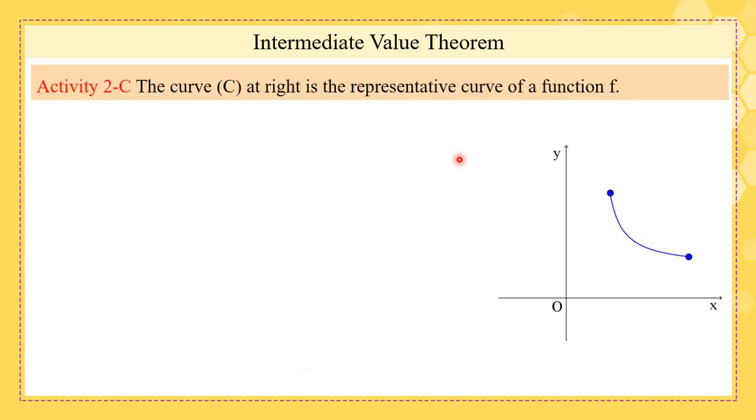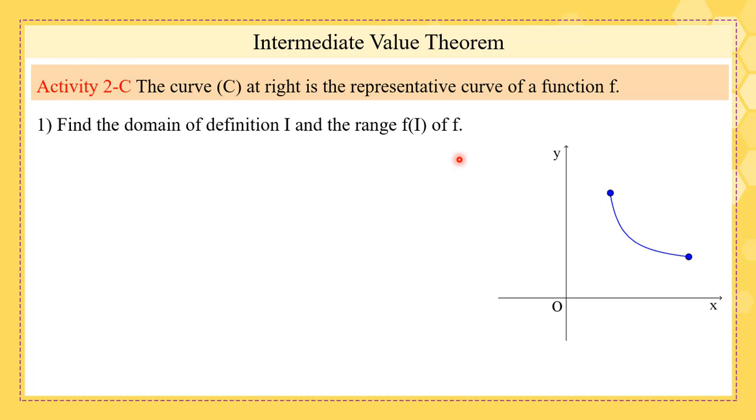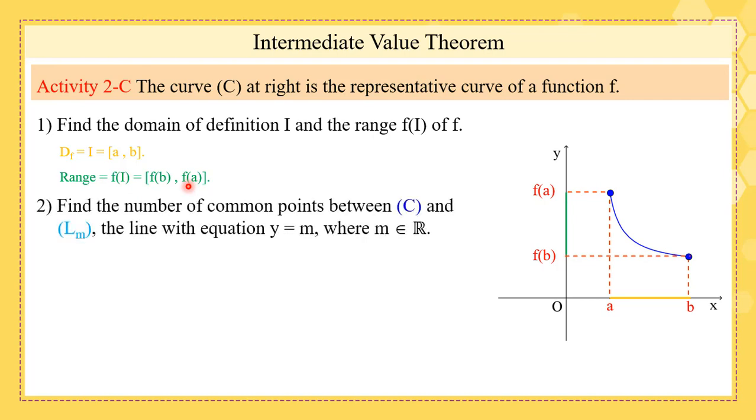Let's continue. We have this curve, which is a strictly decreasing curve. We need also the domain of definition. The domain is closed A, closed B, and the range is closed f of B, closed f of A, and this happens because the curve is strictly decreasing. We know it from before.